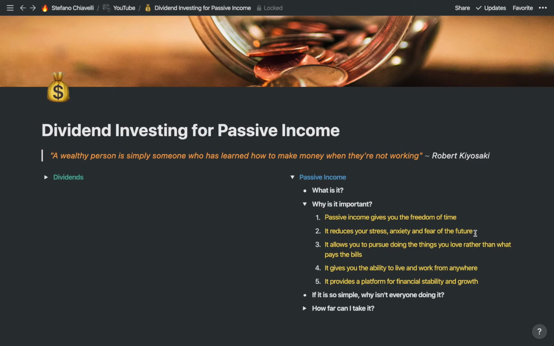The third point is that it allows you to pursue doing the things you love rather than what pays the bills. This is very important because we only get one life and we have to live it to the fullest. We all have things that we are passionate about doing in life, whether it's reading books, traveling, growing plants, or going to other countries to discover their cultures and eat different foods.